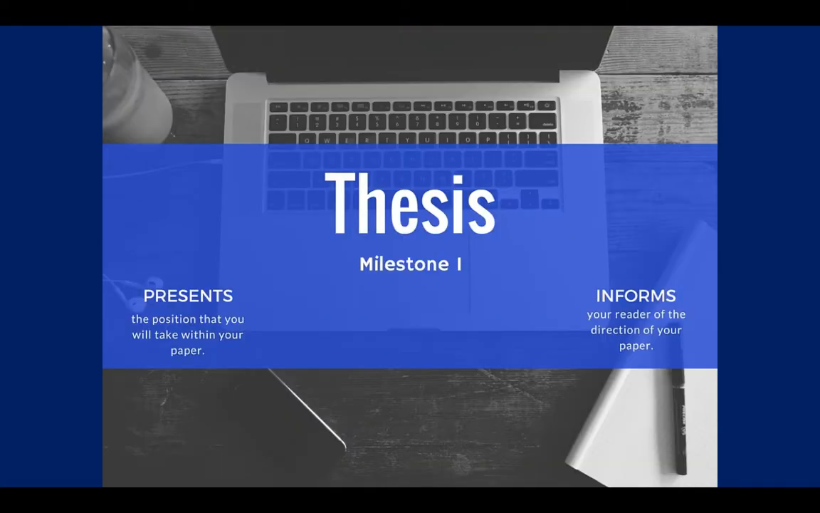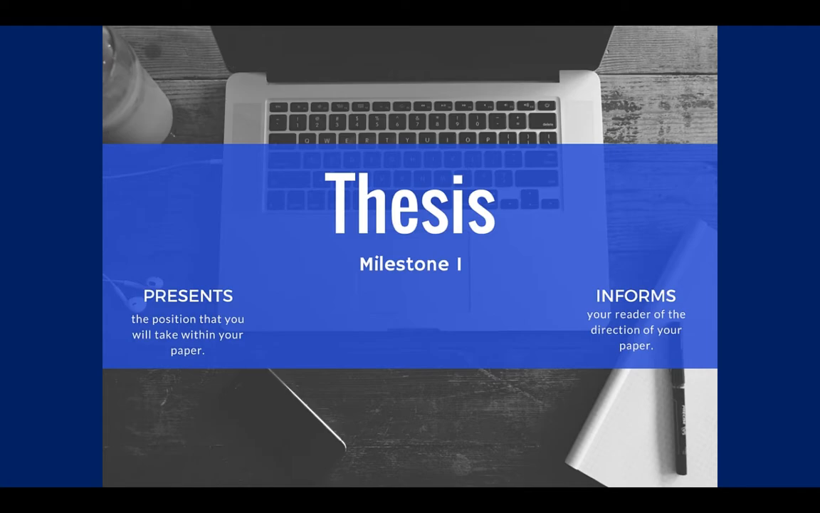Now, as you know from our previous webinar, Milestone 1 contains the thesis. This presents the position that you're going to take within your paper. It is the argument of your paper. It forms the heart of the paper. It also informs the reader of the direction of your paper. In other words, if the only part of your paper was the thesis that our reader read, they would still know the information that you were going to present within the paper because you have provided them with enough direct supporting information.